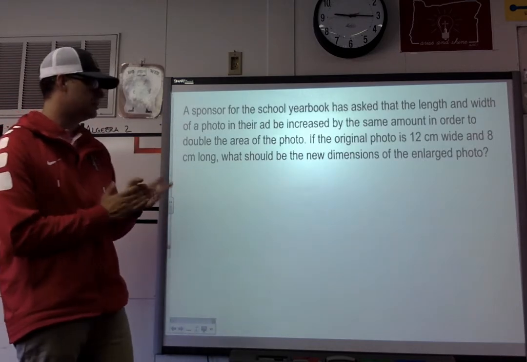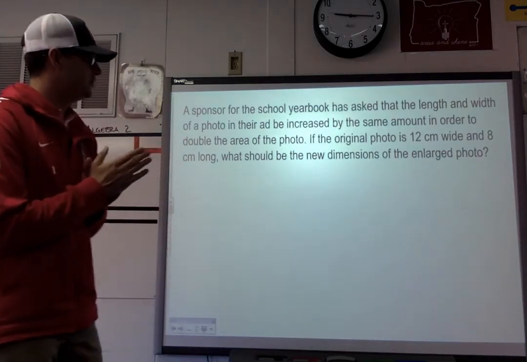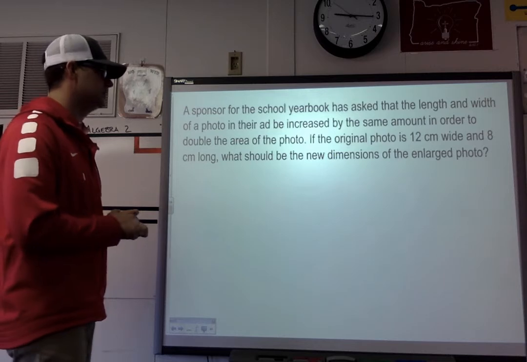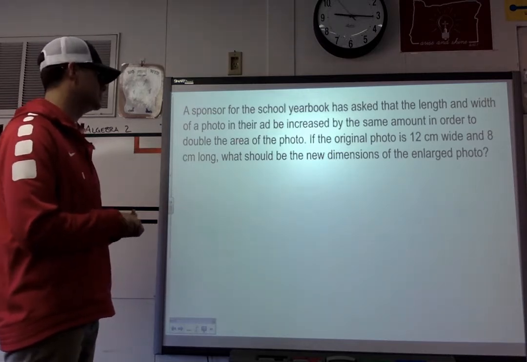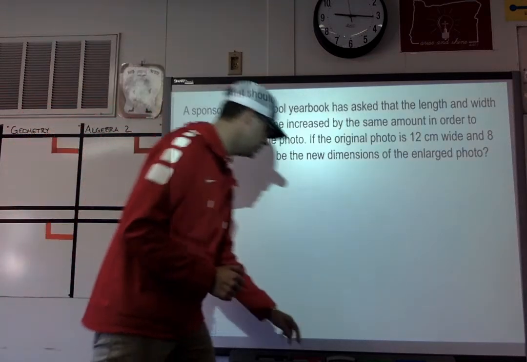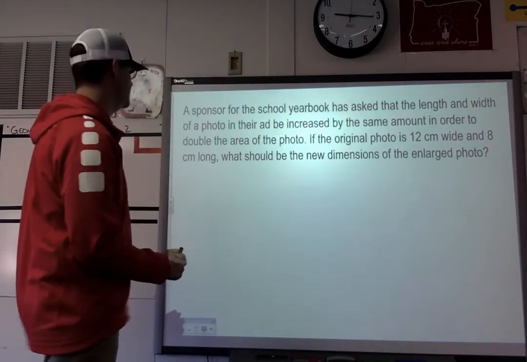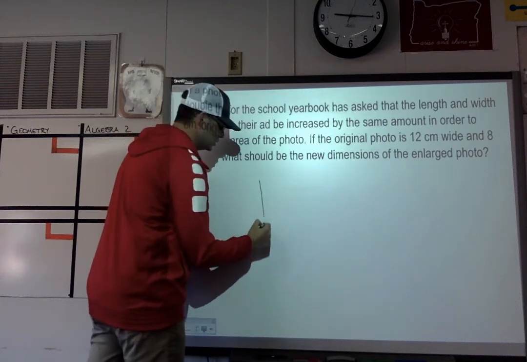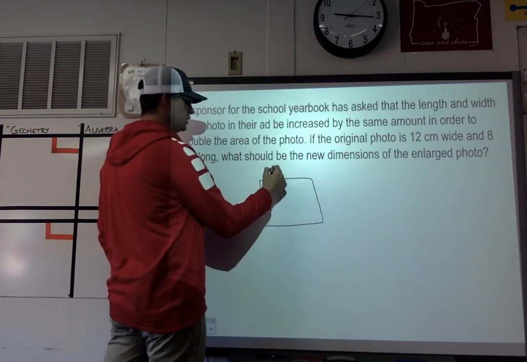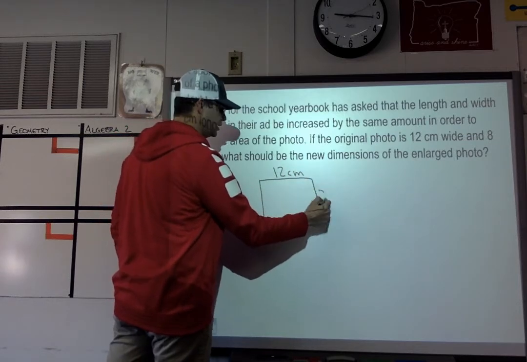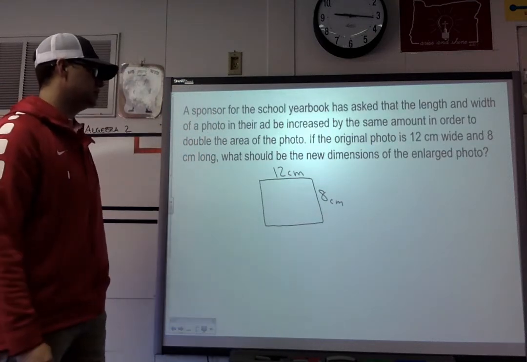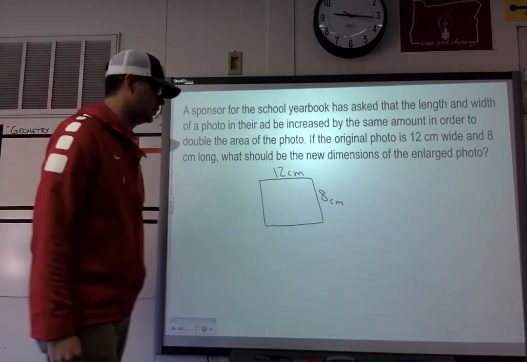Last thing here, a couple story problems. A sponsor for the school yearbook has asked that the length and width of a photo in their ad be increased by the same amount in order to double the area of the photo. If the original photo is 12 centimeters wide and 8 centimeters long, so go ahead and draw a diagram. 12 centimeters wide, 8 centimeters long. What should be the new dimensions of the enlarged photo?